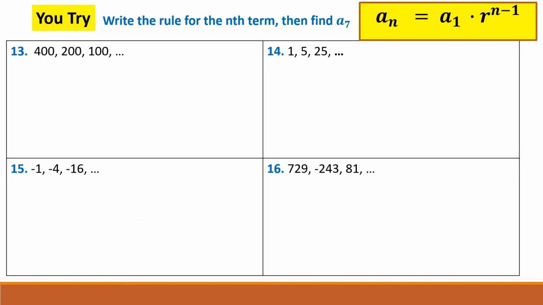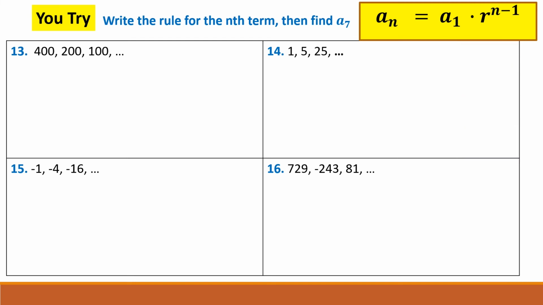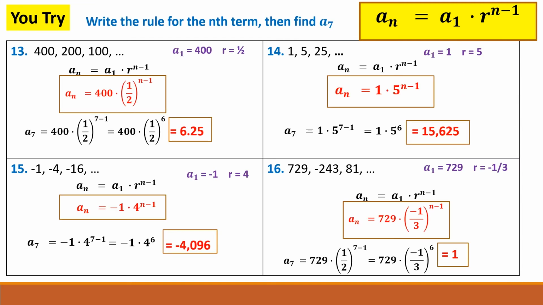Okay, so I have some problems here that I would like for you to try on your own. Just like I did for the previous two problems, write a rule for these geometric sequences and then find the 7th term. So go ahead and pause the video and try these problems on your own. Okay, so I have the answers here. The rule is boxed and in red, as well as the 7th term is boxed and in red. So go ahead and pause the video and just go ahead and check your answers. Hopefully you got them correct.